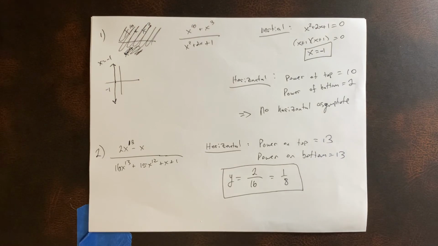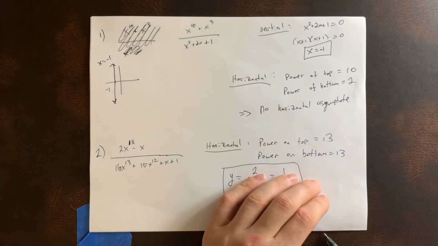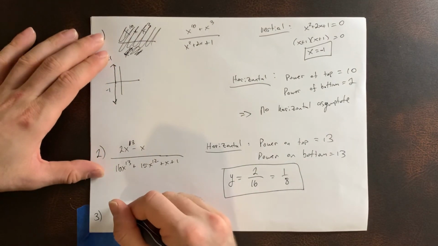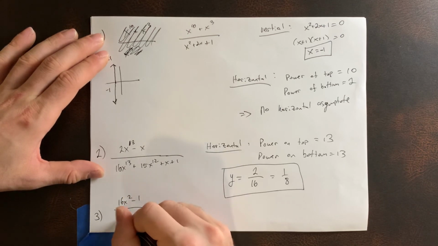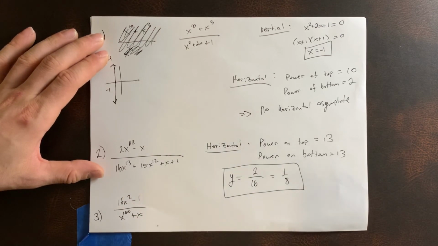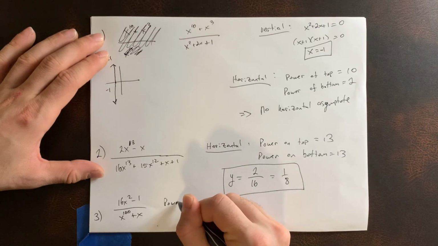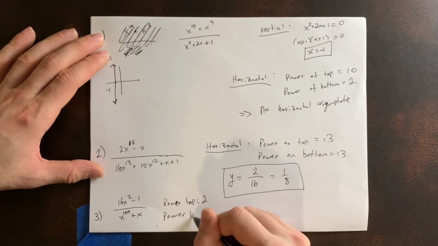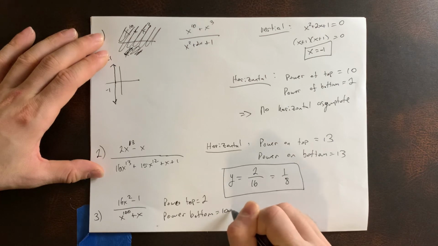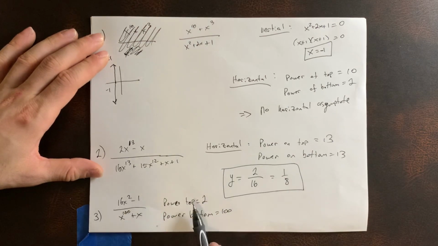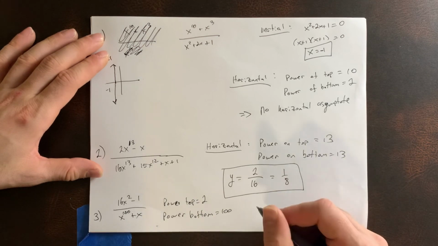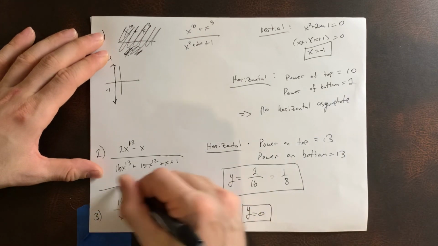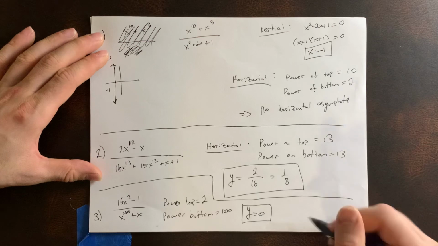All right, let's do one last quick example of the third case that can happen. Say we have something like 16x squared minus 1 divided by x to the 100 plus x. So here the power on the top is equal to 2, and the power on the bottom is equal to 100. In this case, whenever the power on the top, here 2, is less than the power on the bottom, here 100, this is going to tell us that y is equal to 0. That's going to be our horizontal asymptote.